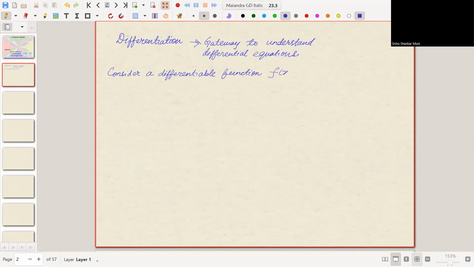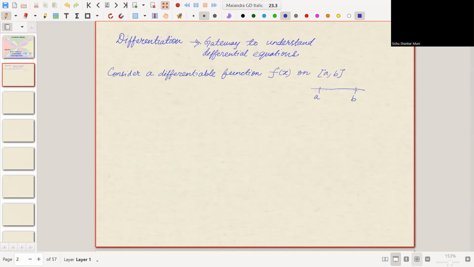And the function is f of x depending on one variable x. If I say it is differentiable, then you should ask me in which domain it is differentiable. It can't be differentiable on the whole real line. So I am assuming that it is differentiable on an interval. That means this is your real line, you have A, you have B, all the continuum of points from A to B.